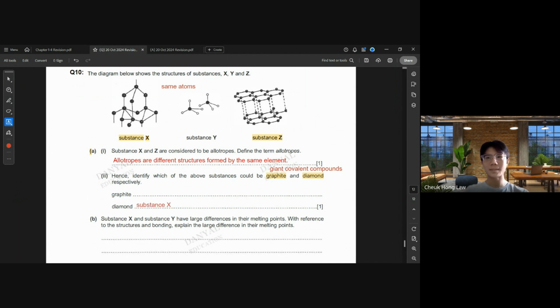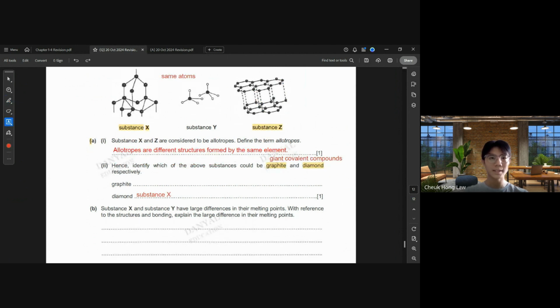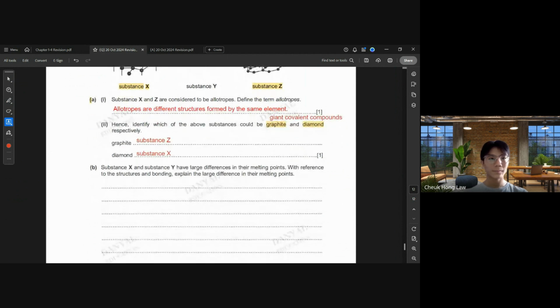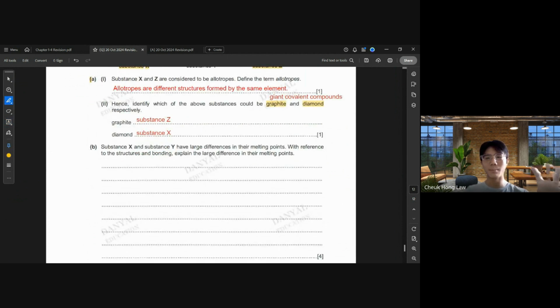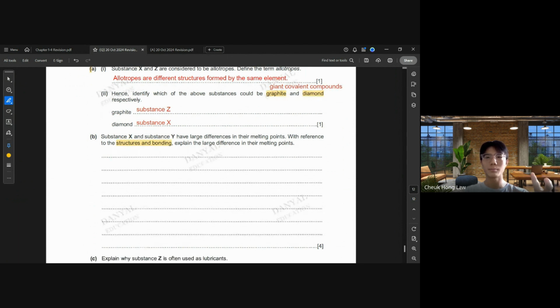Okay, then if you look at substance Z, it's a hexagonal structure, and there are layers between each other. So Z is graphite. Now here comes the part where most students struggle with, explaining the melting points. So let's look at part B. Substance X and substance Y, they have large differences in their melting points. So with reference to the structures and bonding, explain the large difference in their melting points.